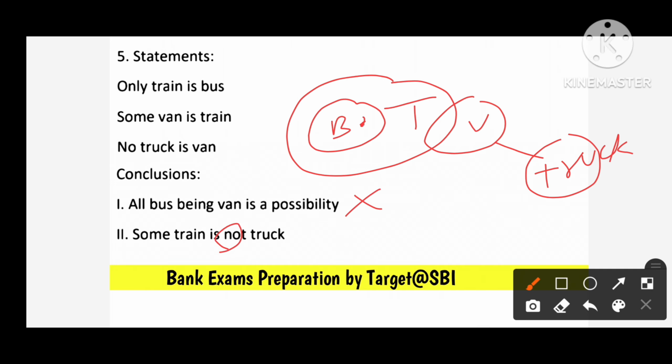Here we see not, so we check some train. All train can be truck or not. Can we place all train inside truck? It is not possible because of bus. So all case fails. All case fail means not case will be true.